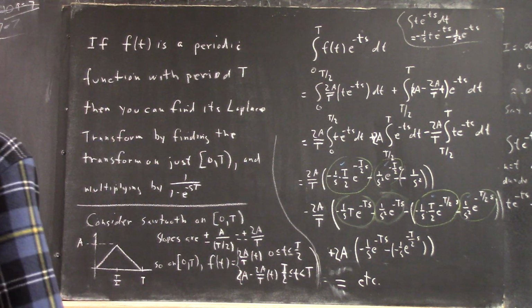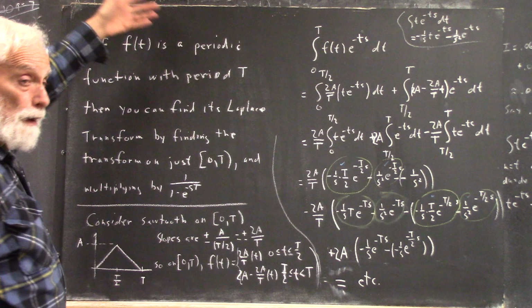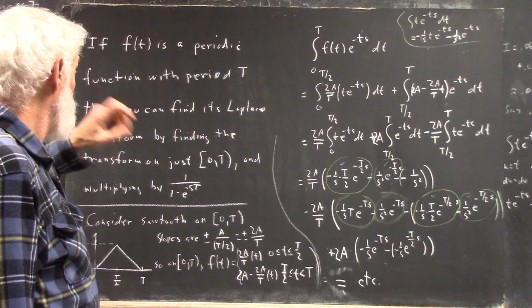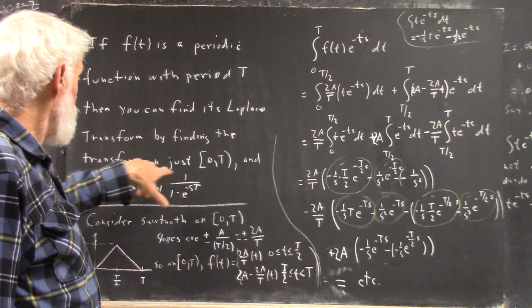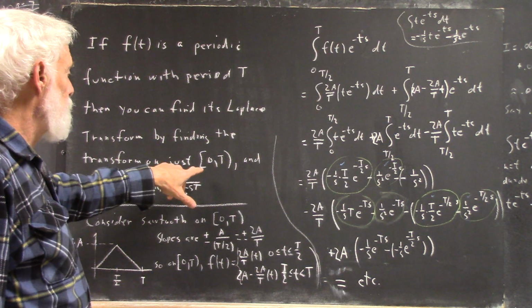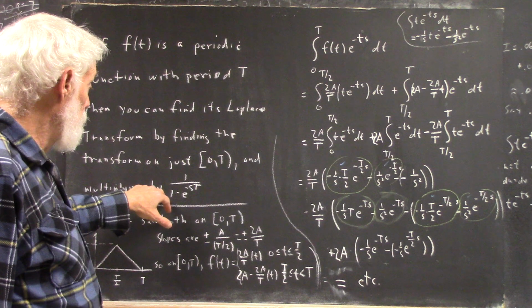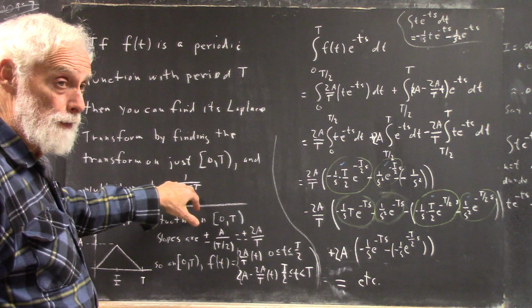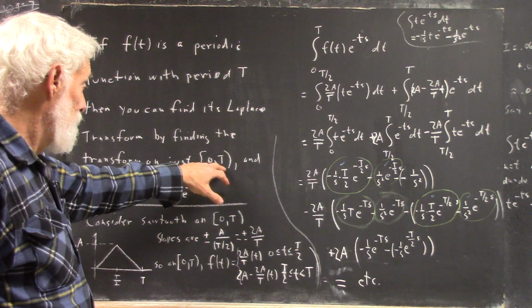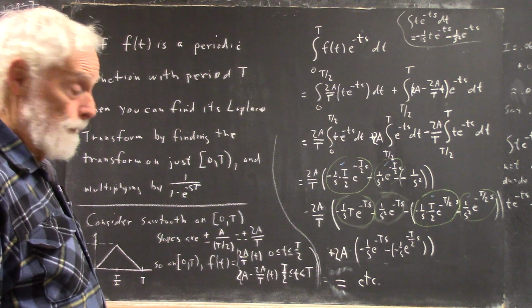Now if f of t is a periodic function with period capital T, you can find its Laplace transform by finding a transform on just the interval from 0 to T, multiplying by 1 over 1 minus e to the negative s times capital T. Capital T here, capital T here.